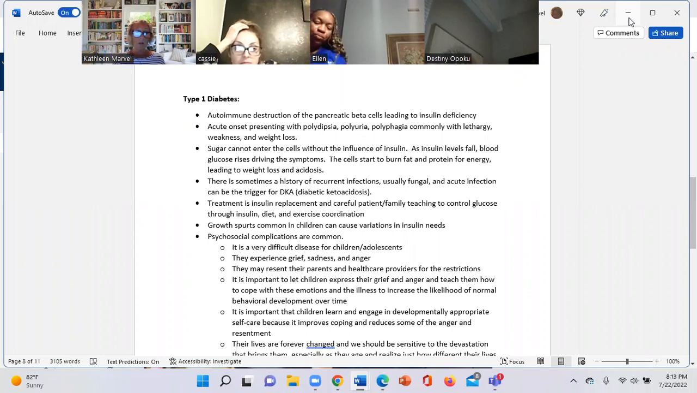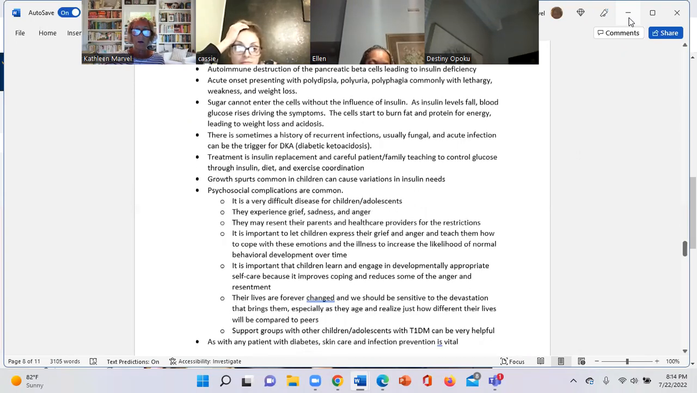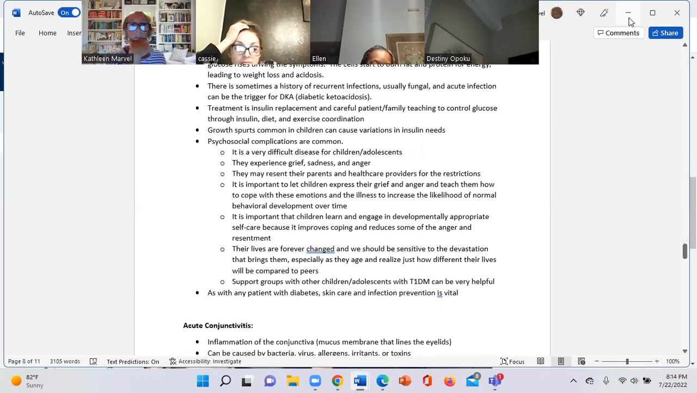Psychosocial complications are common. The younger they're diagnosed, the harder it is, because they think they're different. Why do they have to keep leaving the classroom to go get their blood sugar checked? It's a very difficult disease for kids and adolescents. They experience grief, sadness, anger. They may resent their parents and healthcare providers for the restrictions.